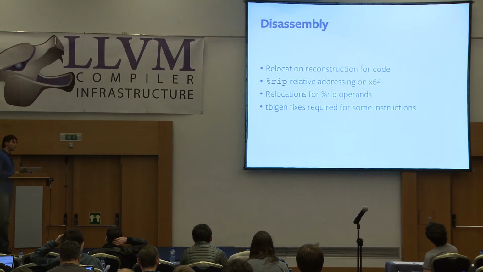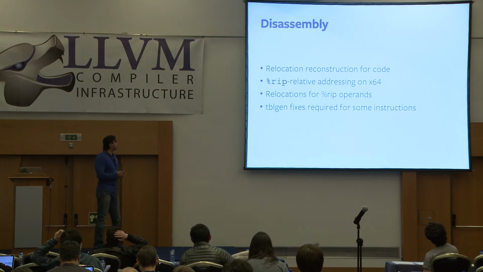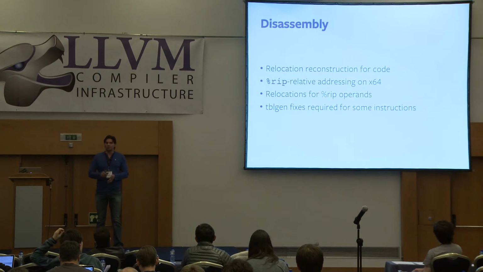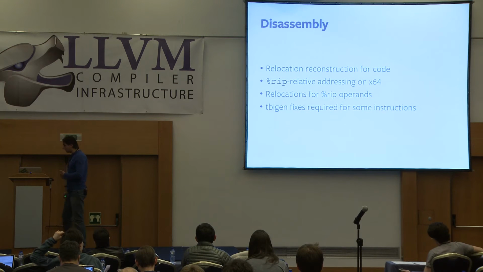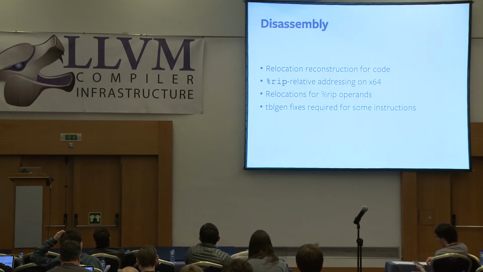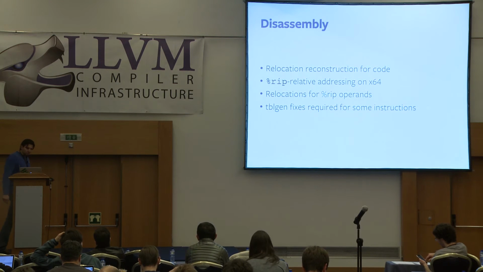We do a similar step for data. On x64, most static data references are RIP-relative. Once you move an instruction that addresses some static data, the address of the data changes too. So again, simple solution, we just create relocations.